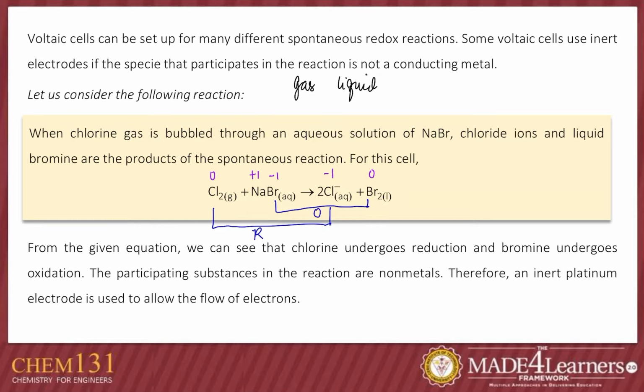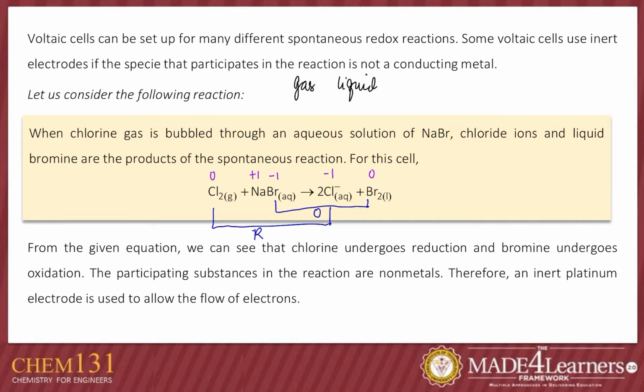So we did not see sodium in the product. Actually, it goes with chlorine, so it becomes sodium chloride, no? So, from the given equation, we can see that chlorine undergoes reduction and bromine undergoes oxidation. The participating substances in the reaction are non-metals. Therefore, an inert platinum electrode is used to allow the flow of electrons.